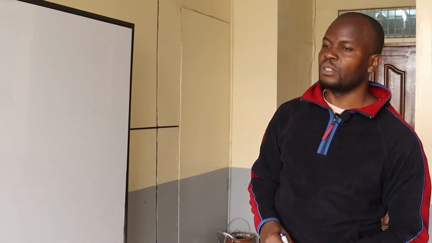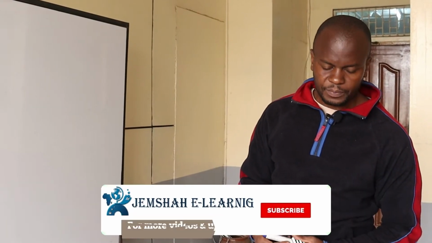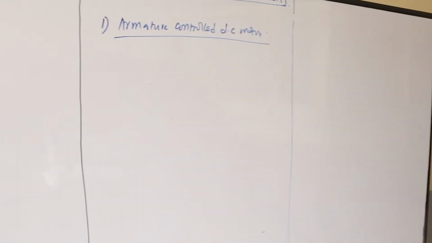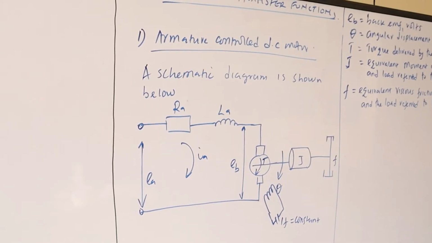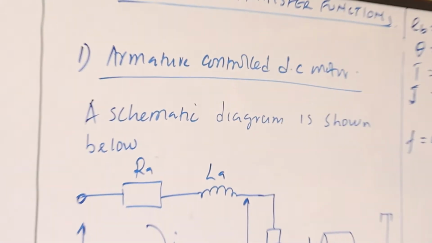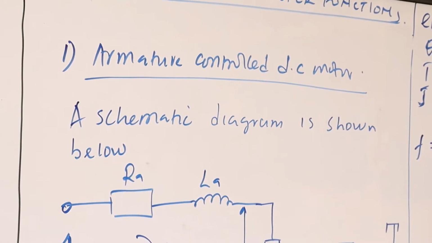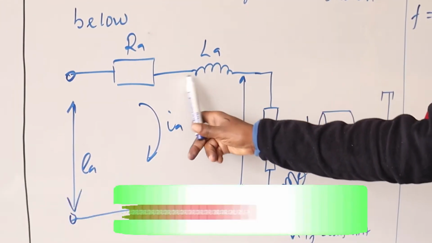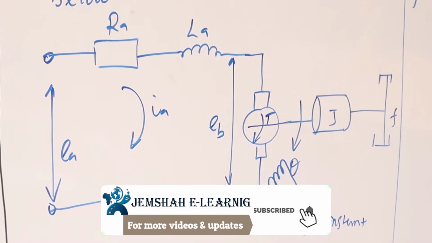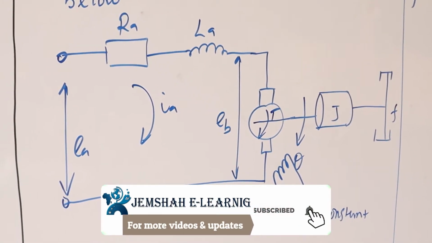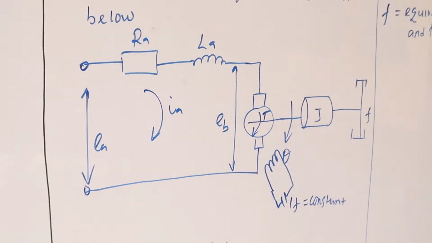We are going to look at the armature controlled DC motor with reference to the schematic diagram shown here. Here we have the schematic diagram of the motor, with the resistor, the inductor, and of course the armature, and that represents the system. Just as we said, for the armature controlled motor you have a fixed field current, so in this case IF is a constant.